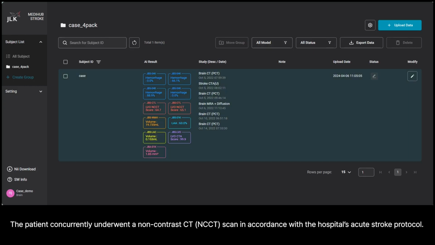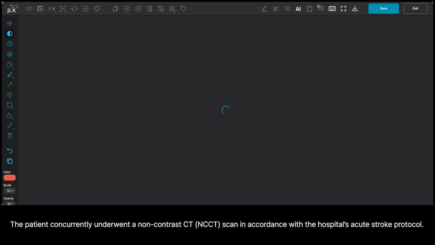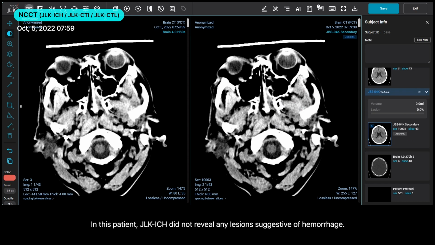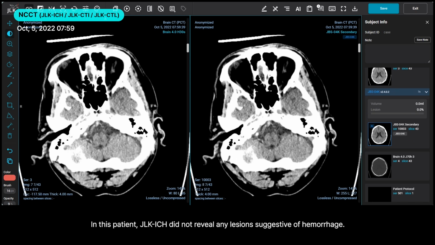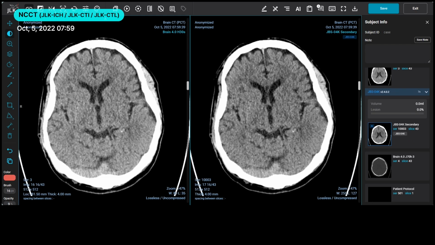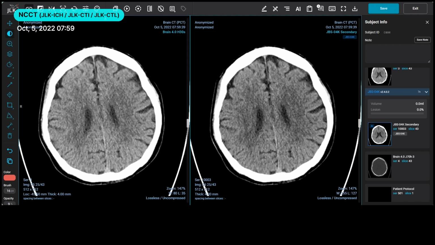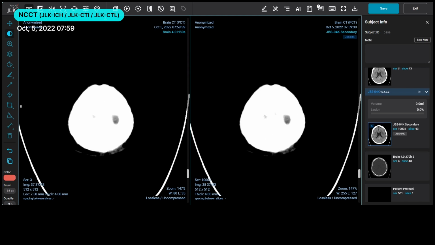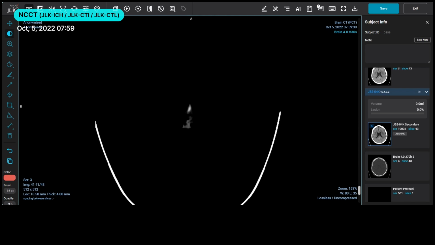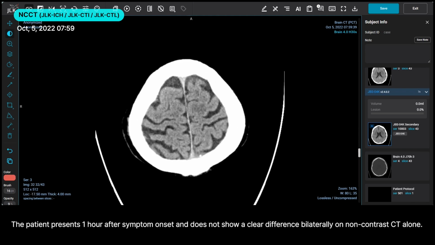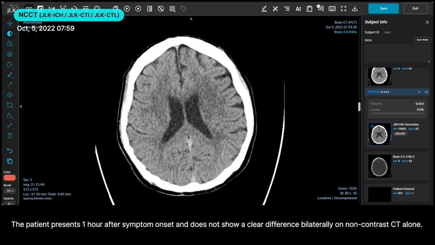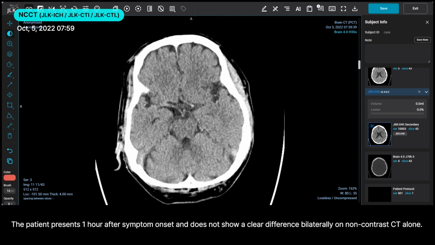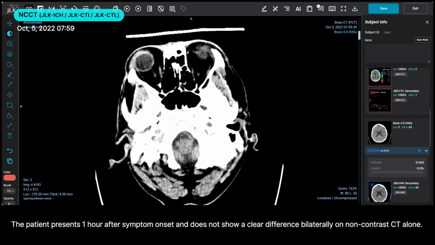The patient concurrently underwent a non-contrast CT scan in accordance with the hospital's acute stroke protocol. In this patient, JLK-ICH did not reveal any lesions suggestive of hemorrhage. The patient presents 1 hour after symptom onset and does not show a clear difference bilaterally on non-contrast CT alone.